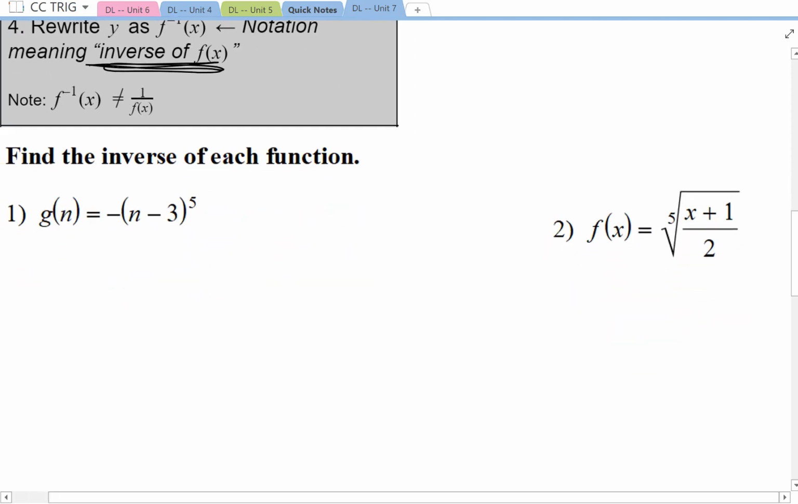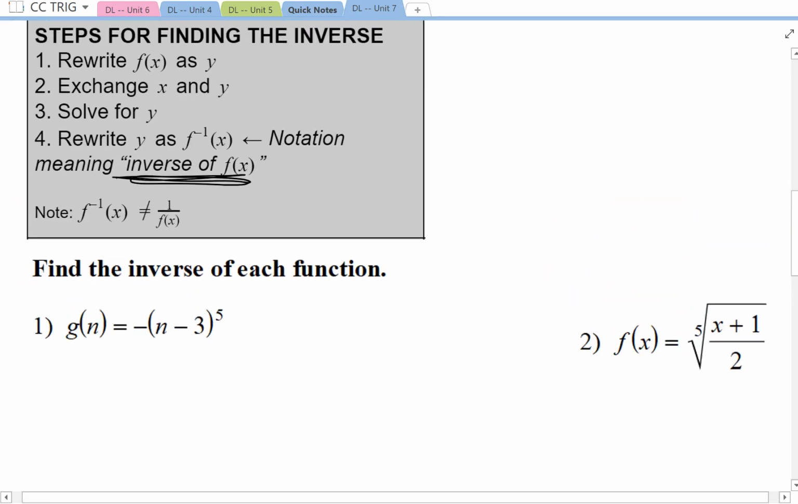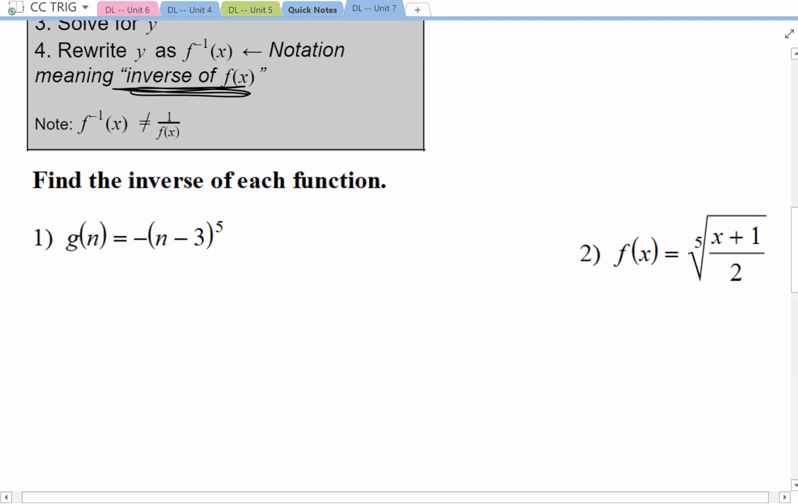So let's find the inverse. First of all, we want to replace the f of x, or the function notation, with y. If you like to work with y and x instead, that's totally fine. That's what I'm going to do. y equals negative (x minus 3) to the power of 5. Now I've replaced the function notation with y and the input with x. That was just my own thing. That's not part of the inverse.